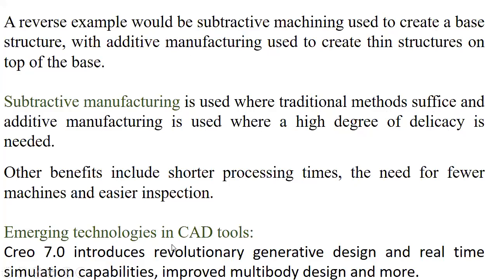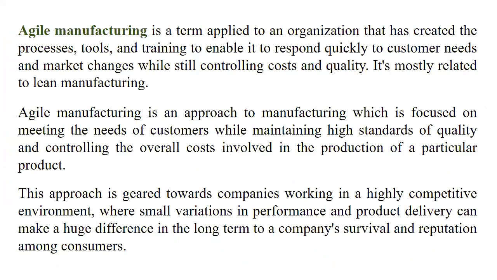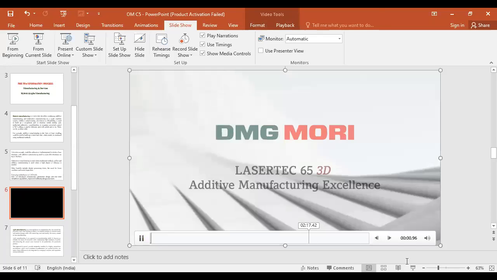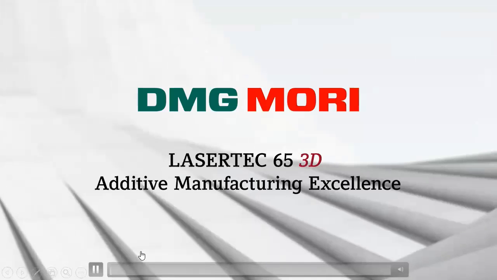We have computer aided designing. Through computers we are going to design and make this machining process. CREO 7.0 introduces revolutionary generative design and real-time capabilities, improved multi-body design. So it is an emerging technology. Now I'm going to show you this video. Can anyone see this video? Yes, sir.